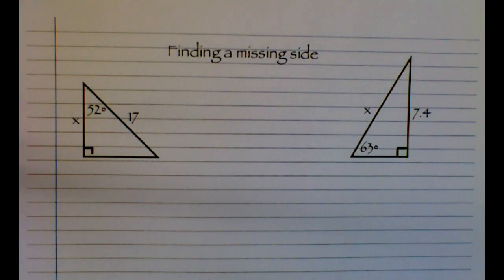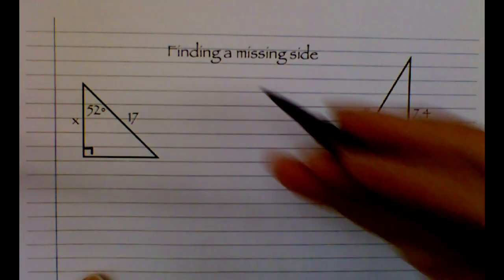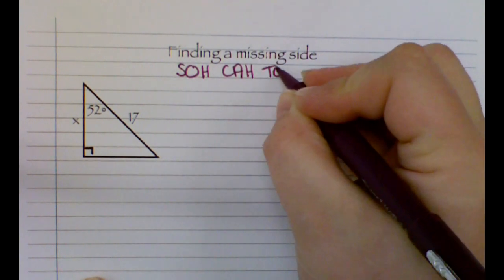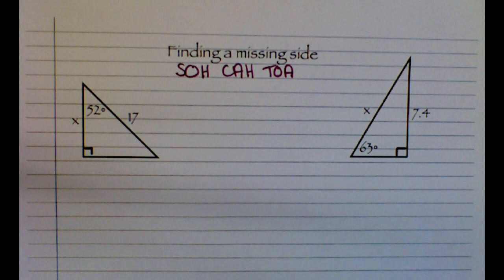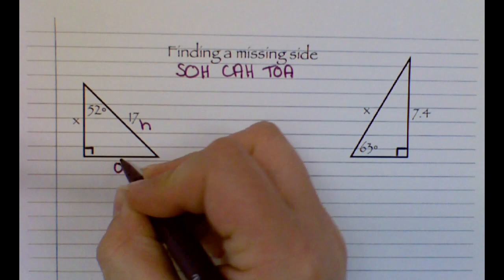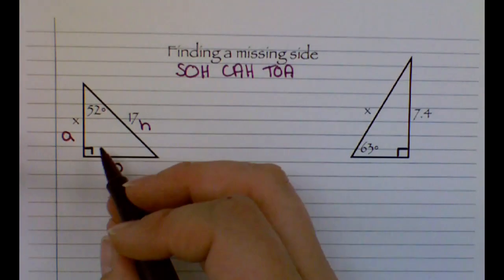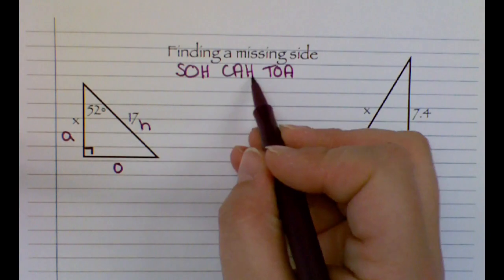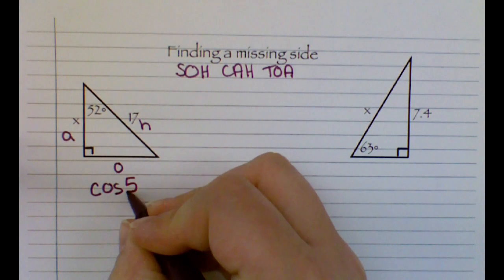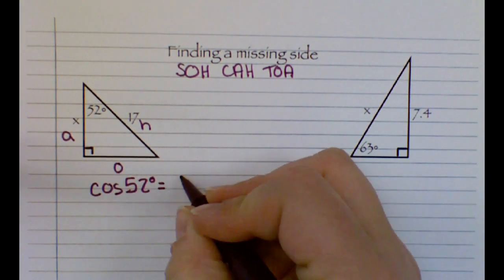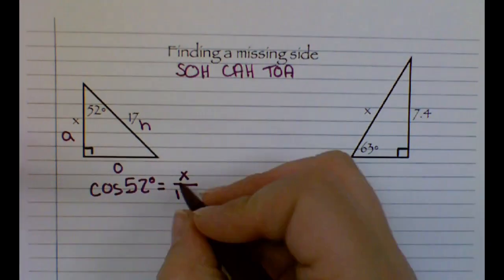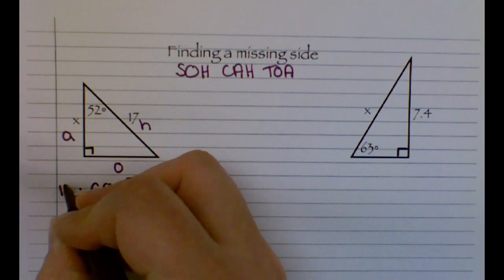Then we can use trig functions to find missing sides. Remember, this is when we use SOHCAHTOA. So we start by labeling our sides. Across from the right angle is my hypotenuse. Across from my labeled angle is the opposite. Third one is the adjacent. I have labels next to A and H, which means I'm going with CAH. So that tells me the cosine of my angle, which is 52 degrees, equals adjacent, which is x, over hypotenuse, which is 17. To solve for x, I just multiply the 17 over to the other side.